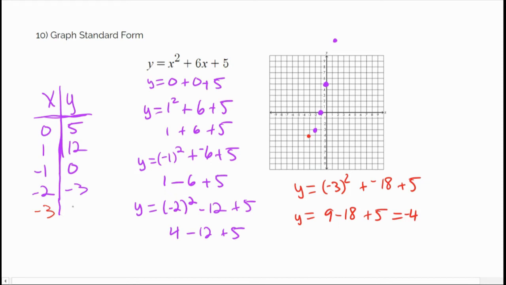Let me just confirm that by plugging in -4. My goal is, I'm hoping it's going to be -3, but let's just double check up here. Y equals -4 squared plus 6 times -4, which is -24, plus 5. 16 minus 24 plus 5. 16 minus 24 is -8. -8 plus 5 is -3.